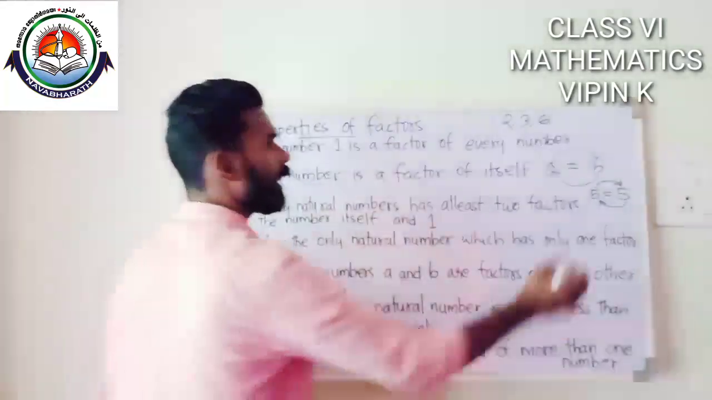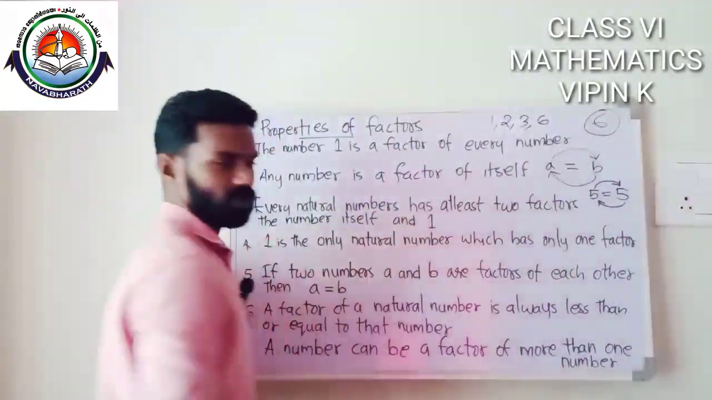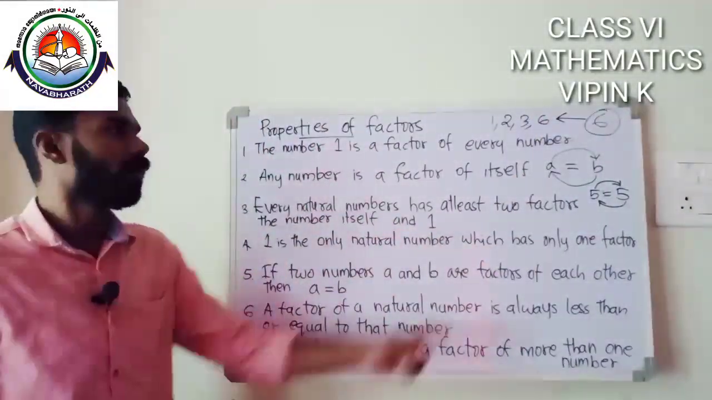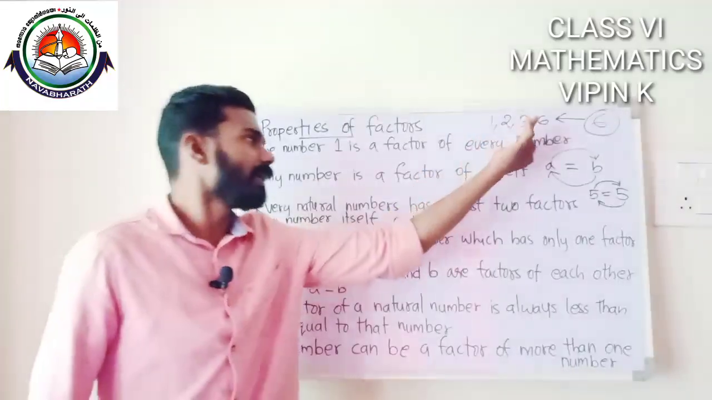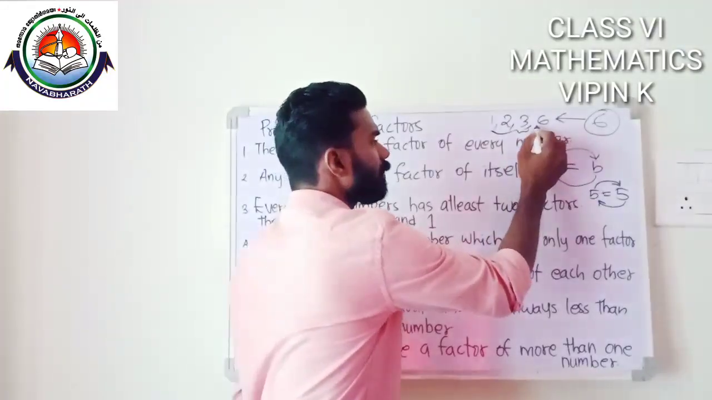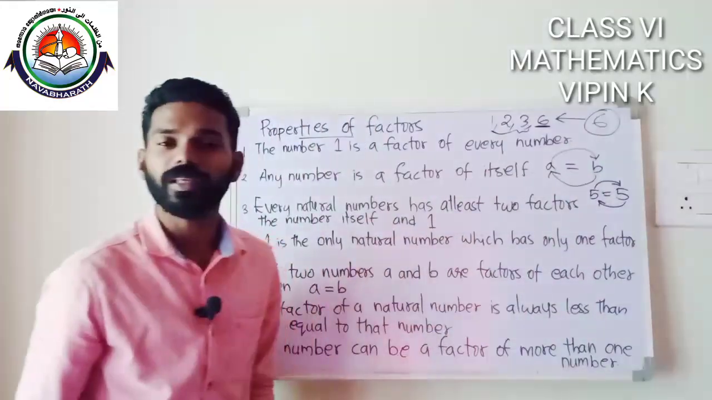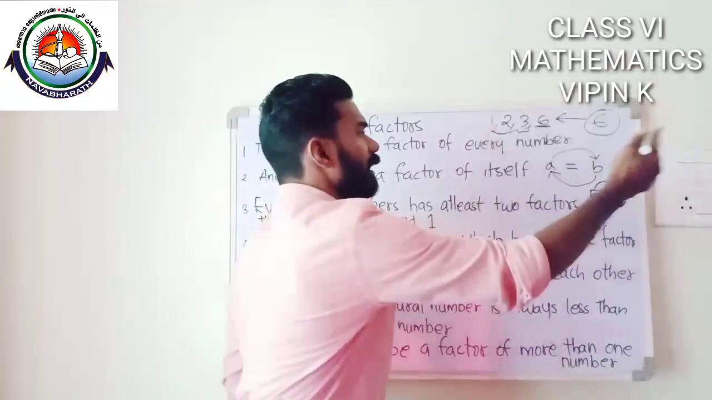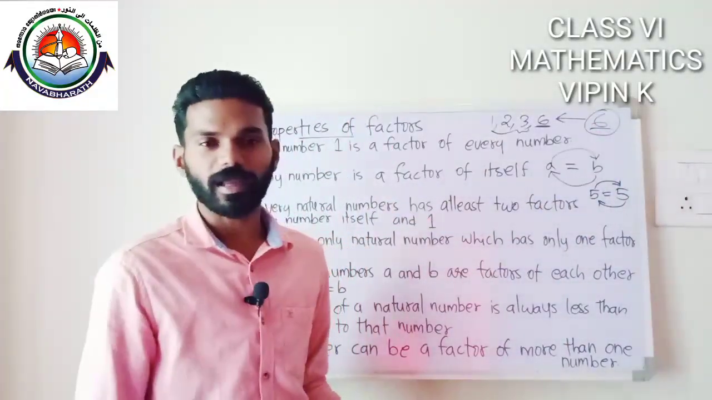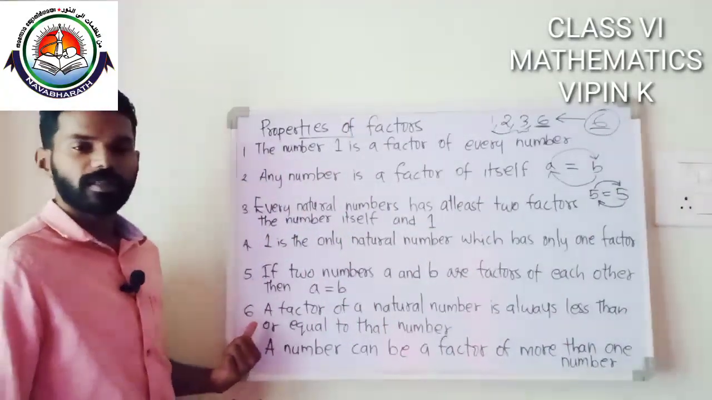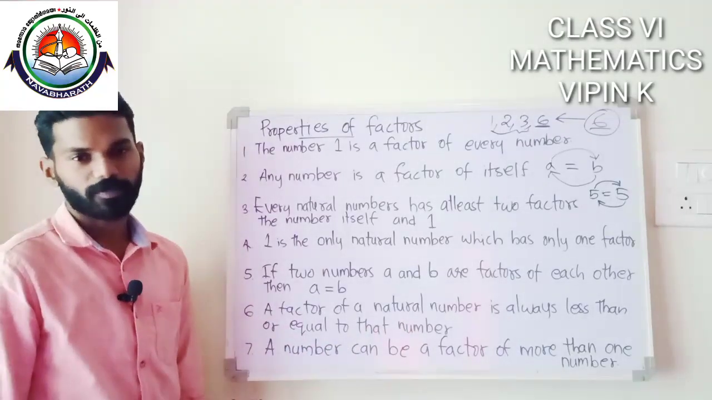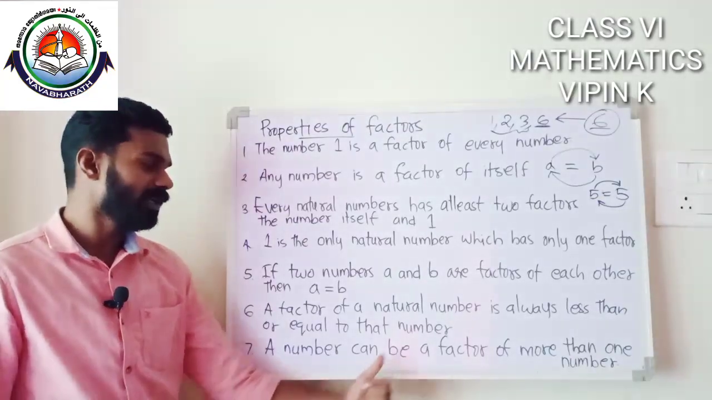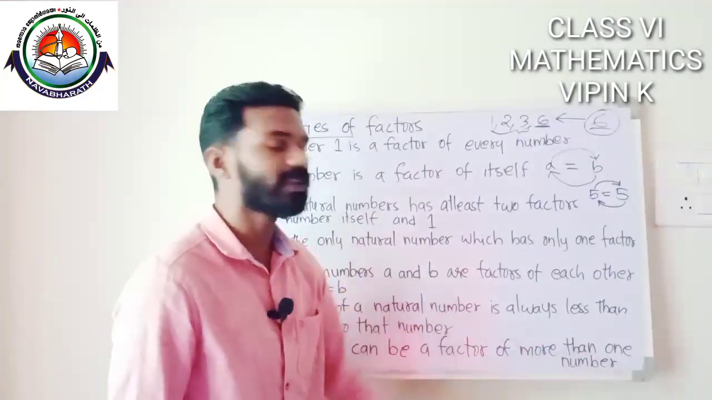You can see that we have taken the number 6, and when we consider the factors of that number, all of its factors are either less than or equal to that number. Any factor cannot be greater than the number taken. Okay, that is what is referred to in the sixth property. Now just read the final property. A number can be a factor of more than one number.